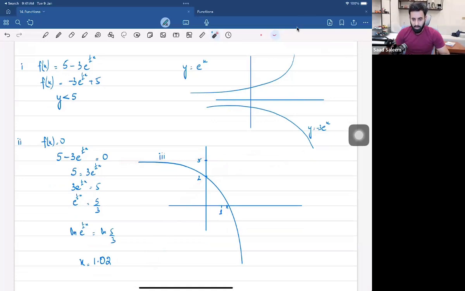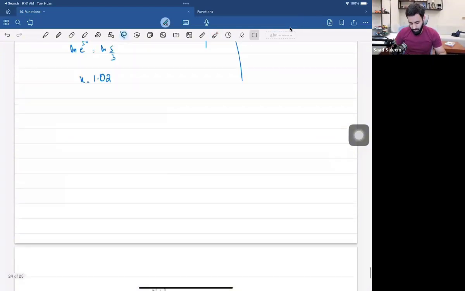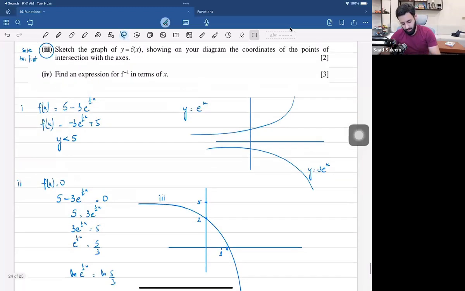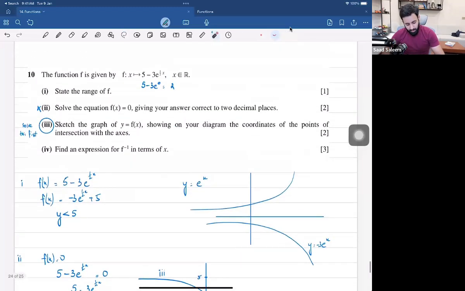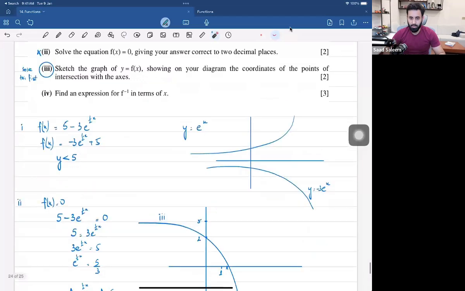So this graph has both. Yes, this graph has both. The reason why it has both is because it has been shifted, it has been moved. That's why it has both x and y intercepts. And notice the question is usually going to be very nice in the sense that it will already make you find out the x-intercept. And then it will ask you to sketch.